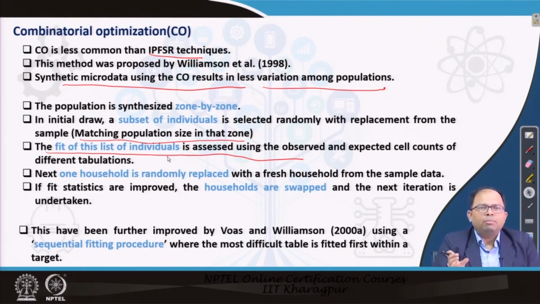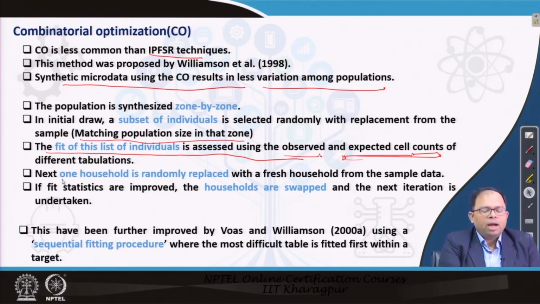That means we will tabulate the different attributes or variables. Like for example, if I select 10 individuals, they have got age groups, they have got gender. We will tabulate each one of that. That means how many male, how many female, how many of each age group. We will measure that for the observed, that is from the sample, and also for the expected cell counts. That means what are the marginals for that particular zone, and we will estimate a fit statistic using which we can understand how much different our selected sample is from the expected values.